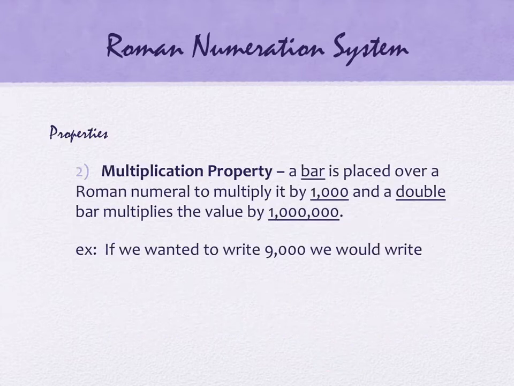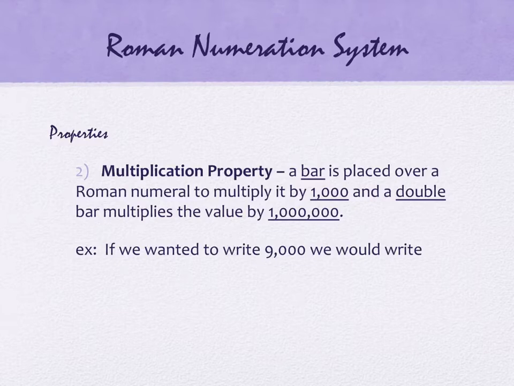Let me show you what we do with large numbers now. There's a multiplication property. If we have a bar on top, kind of like a line segment bar, like you use in geometry, if you put a bar on top of a numeral, a Roman numeral, it multiplies the value, whatever that would have been, by 1,000. And if you put 2 bars, like double bar, on top, it multiplies it by 1,000,000.